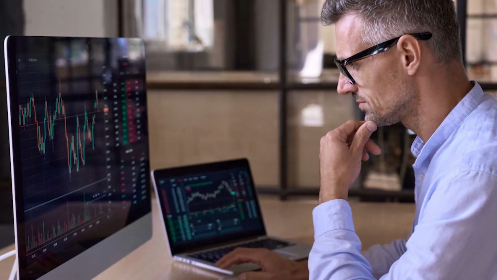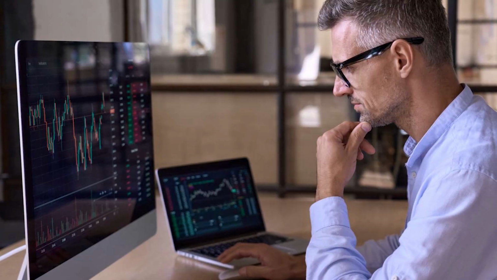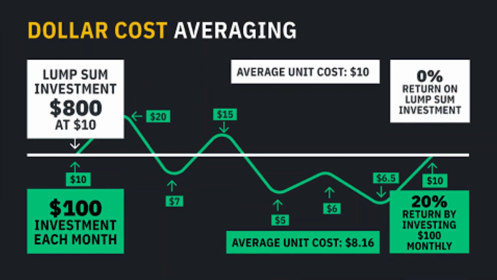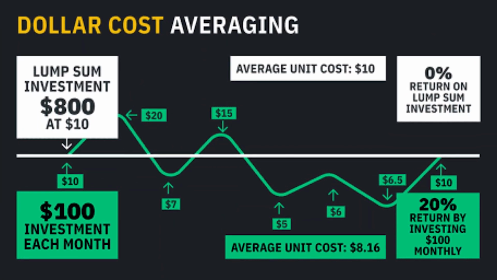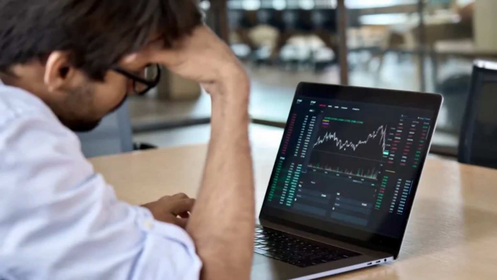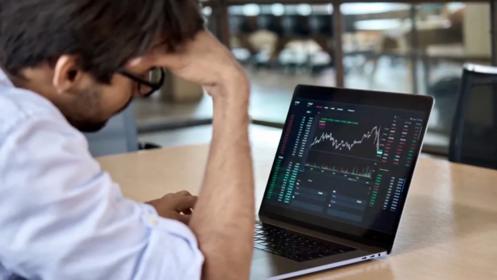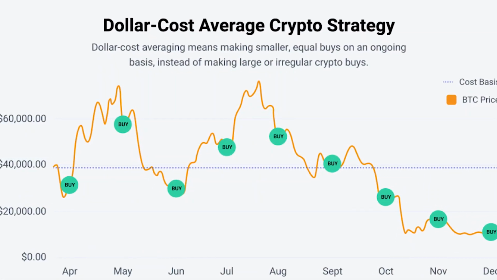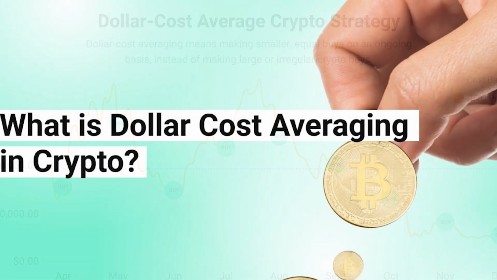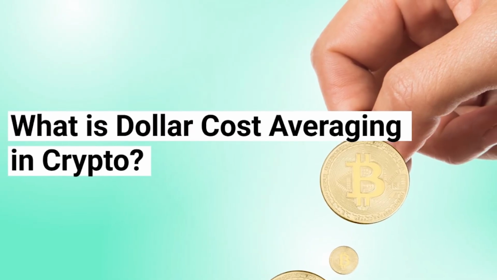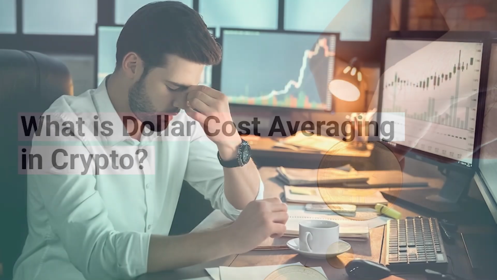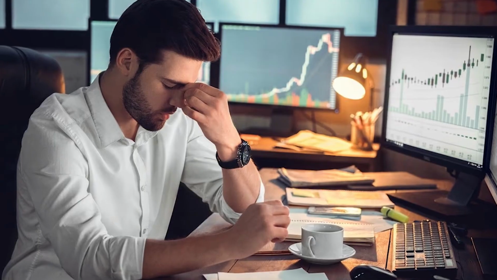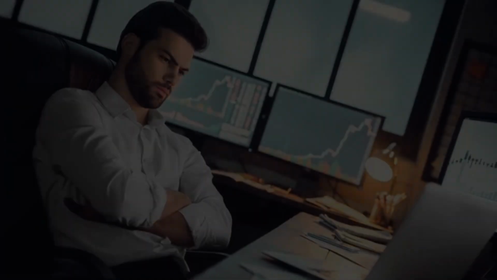Another big advantage is that DCA removes emotion from your buying decisions. If you've ever hesitated to buy because you thought prices would go lower, or rushed to buy because you thought prices would go higher, you've experienced emotional investing. DCA takes that emotion out of the equation. You're simply sticking to a plan, no matter what the market is doing, and that consistency can be a powerful tool in building long-term wealth. Now, let's go over exactly how to implement DCA in your crypto investing.